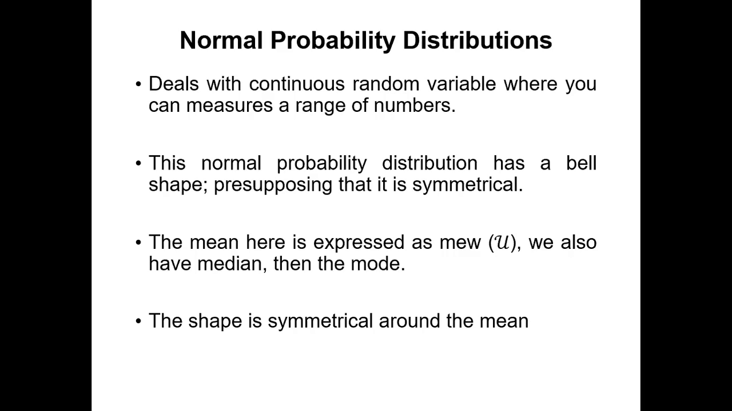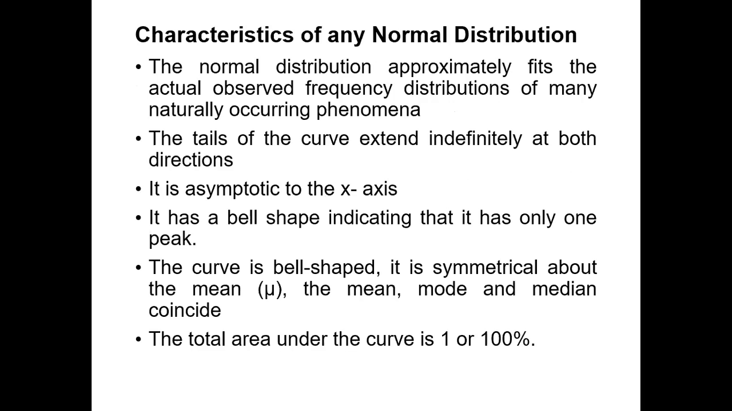In essence, from our basic statistics, when we say a shape is symmetrical, it means that the median is equal to the mode and is equal to the mean, or what we call the mu, right? Then the shape is also symmetrical around the mean. So these are the characteristics of a normal distribution.